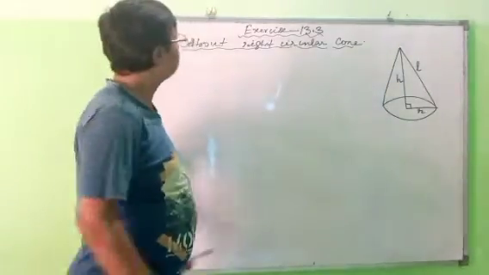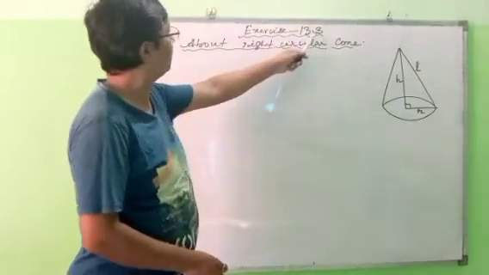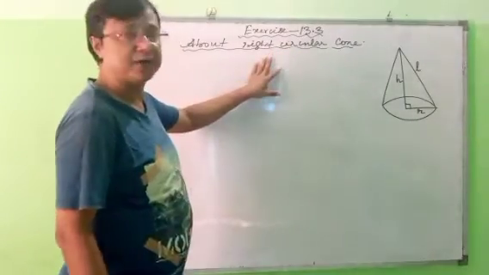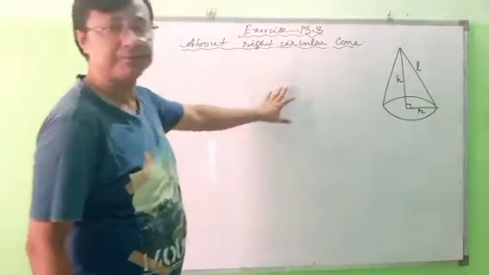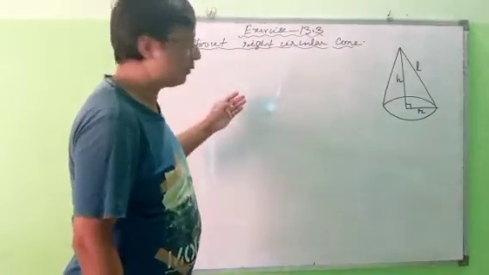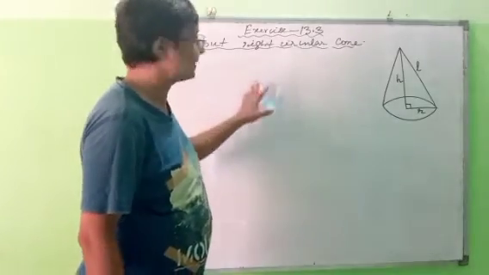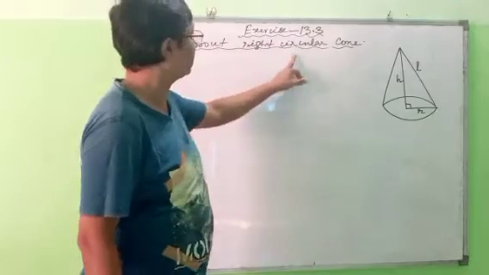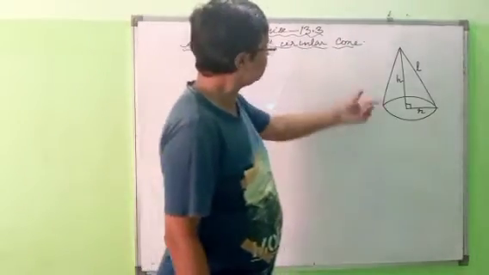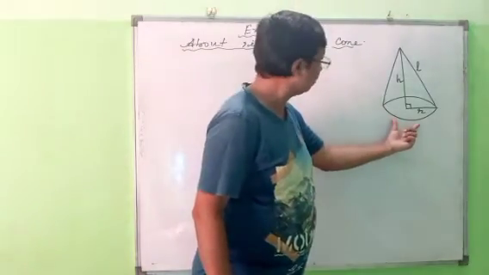Good morning, children. Today, exercise 13.3, you are going to learn about the right circular cone. Previously you have completed cubes, cuboids and then cylinder. And today you are going to learn about the right circular cone. So this is a right circular cone.